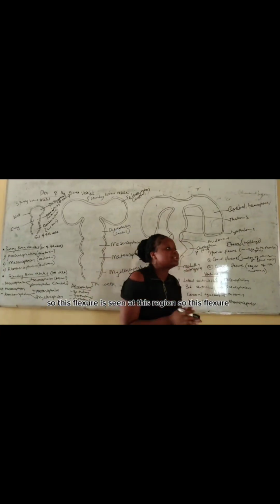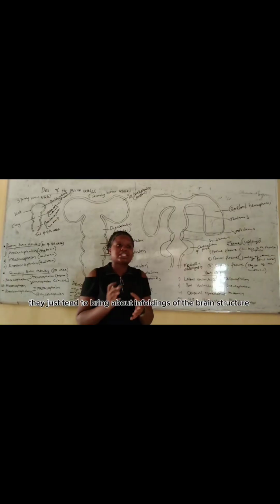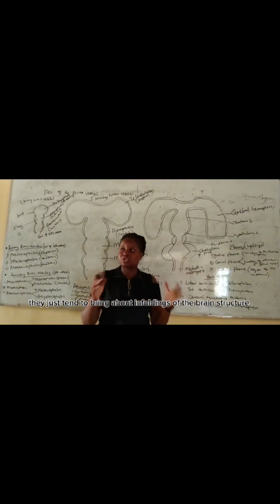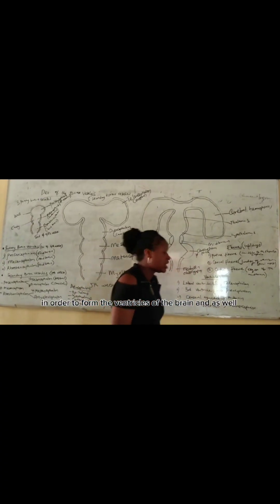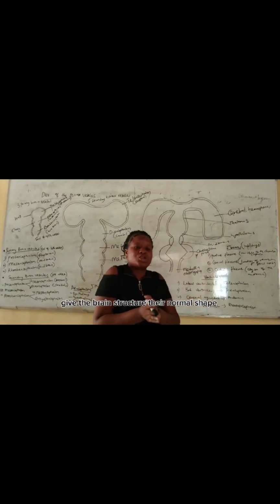The importance of these flexures is that they bring about infoldings of the brain structures in order to form the ventricles of the brain, and as well give the brain structures their normal shape. So that's what you need to know about flexures.